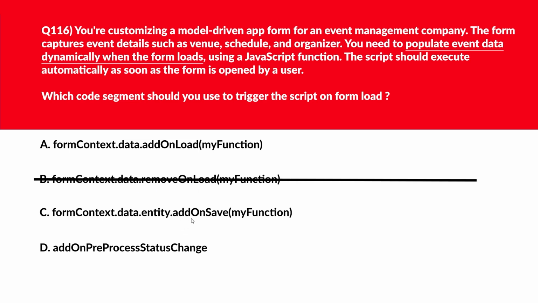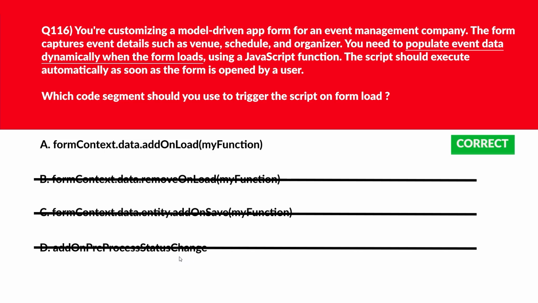See, if you look, addOnSave runs on form save, not during initial load. Incorrect. We'll move now to option D. Option D, if you look, addOnPreProcessStatusChange handles status transitions, not form load actions. Let's delete it. Lock option A, formContext.data.addOnLoad(myFunction) as the right answer.